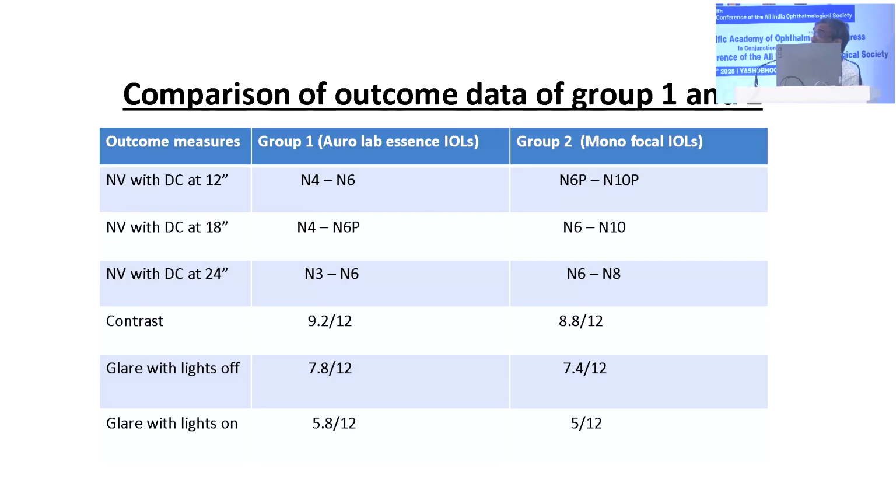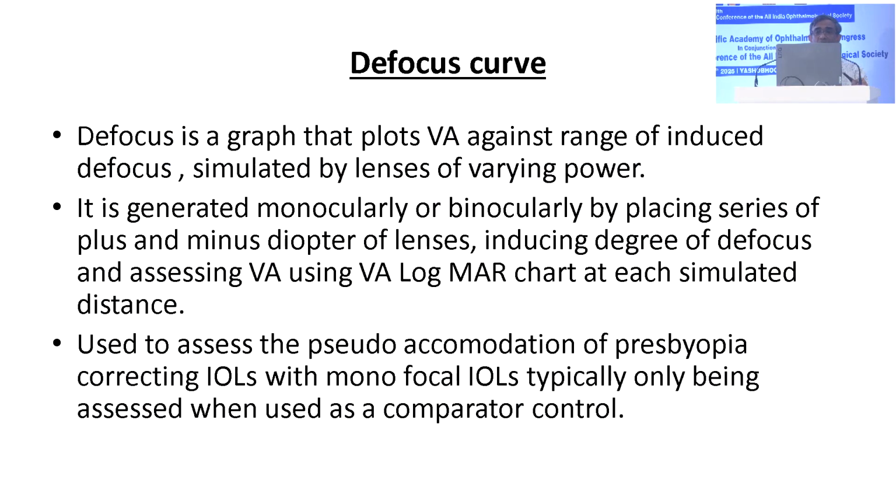Contrast, if you see, now this is the most important thing which I'm trying to tell, that with the EMV lenses, unlike the EDOF and the multifocals, there is no decrease in the contrast. The contrast scores are equivalent to these, not a statistically significant difference, but this is only scoring to be better. And glare with lights off is also the same, and glare with lights on. In all these parameters, the EMVs have shown to have an equivalent performance as that of monofocal.